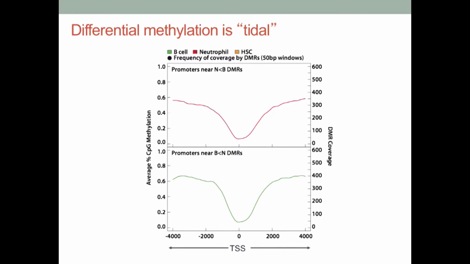If we look at aggregate plots over the TSS of all genes that are either hypomethylated in B cells or hypomethylated in neutrophils, and we look at the methylation level in both, this is difficult to see, but you can see that on the gene-word side of the TSS, there's a gap. There's an expansion in the hypomethylation.